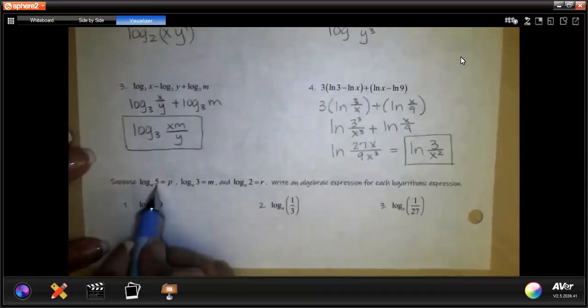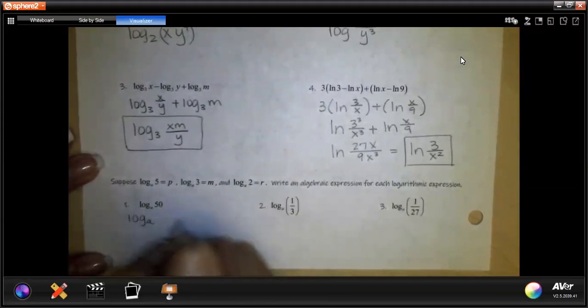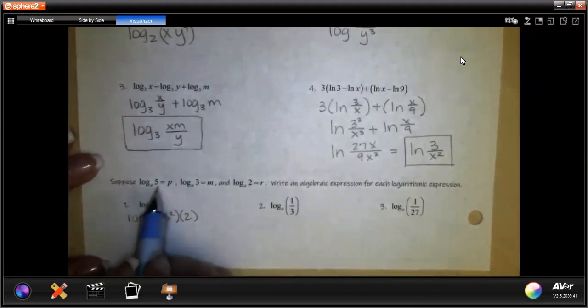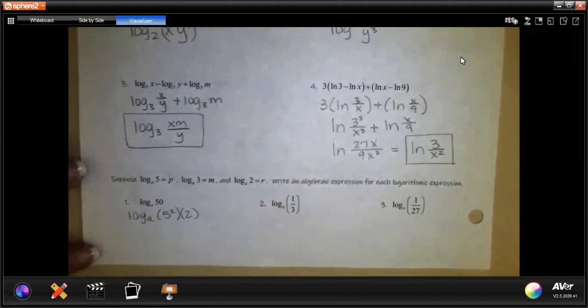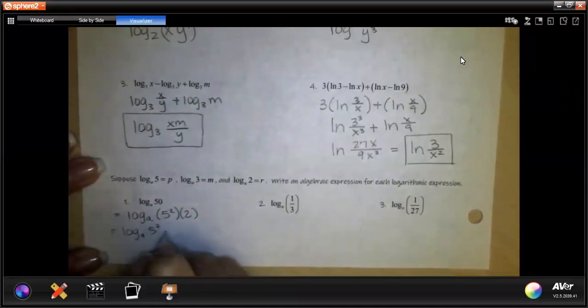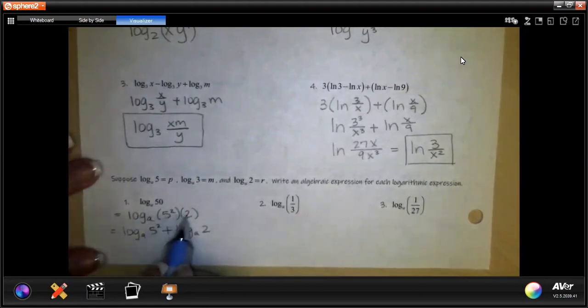So for 50, if I wanted 5, 3, and 2, those are the only numbers I have, I can think about log base A of 50 as 5 squared, which is 25, times 2. So 5 squared times 2, that's 25 times 2 gives me the 50. Now I can separate it into just the term log base A of 5 and so on so that we can get this simplified. So I get log base A of 5 squared plus log base A of 2. These two are being multiplied, so I separated it into a plus.